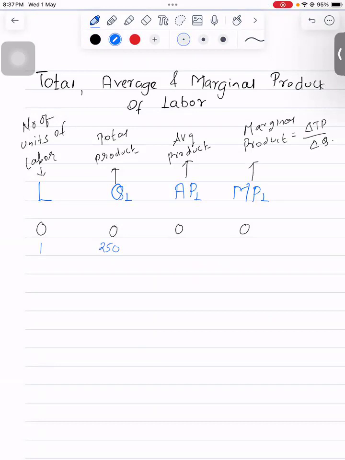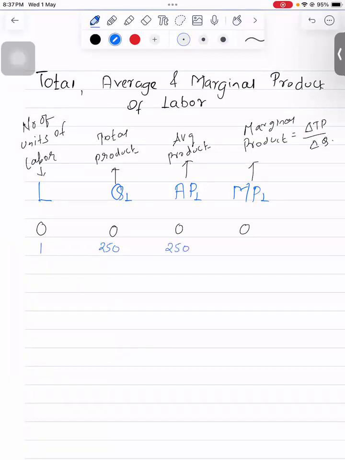So now what will be the average product? Can you please compute what will be the average product? One labor is producing 250 units. So average product will be how much? How to calculate average product? Total product divided by number of units. So average product will be 250.